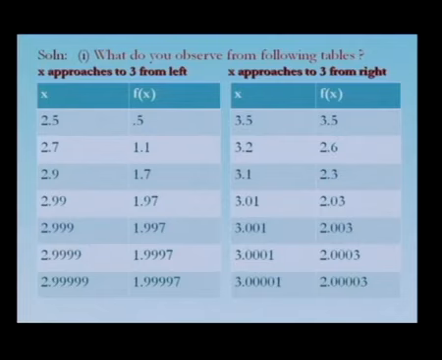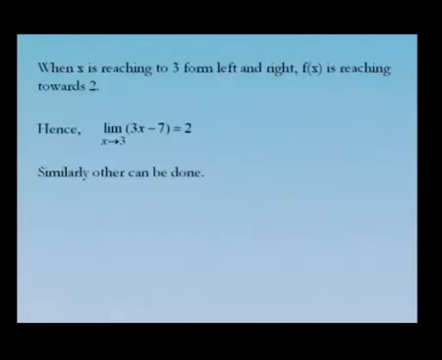So now combining both these tables, we see that when x reaches towards 3, whether from left hand side or from right hand side, f(x) reaches the unique number 2. So 2 is the limit of f(x) at the point x equal to 3. We write it as limit x tends to 3, 3x minus 7 equals 2. Similarly, we can do the other example.